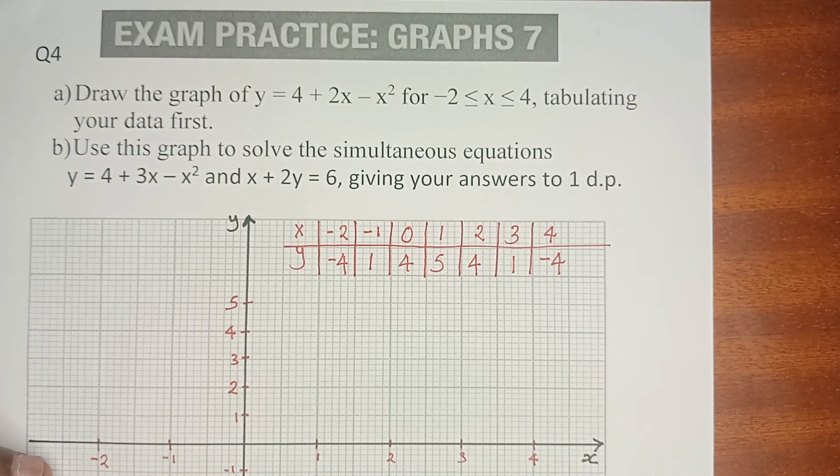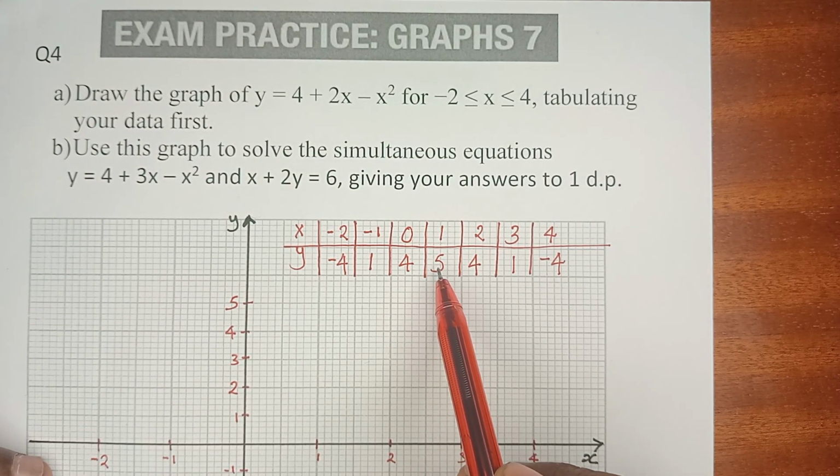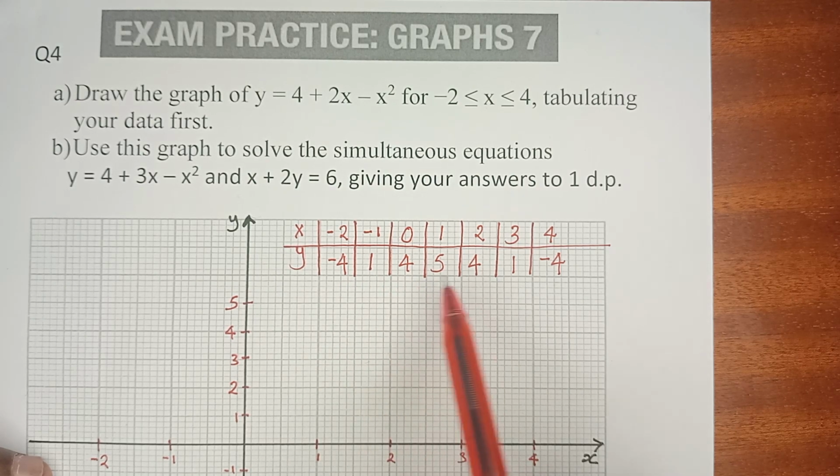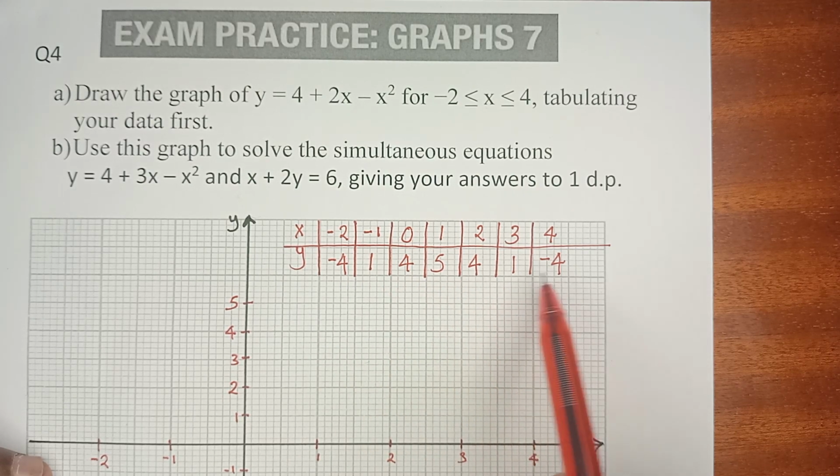We realize that we are going to have a symmetrical graph, which is a curve, because from 5 to the left, you get to 4, 1, negative 4. And to the right, the same, 4, 1, negative 4. Let us just plot these points in the xy Cartesian plane.